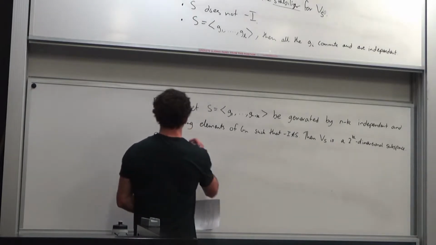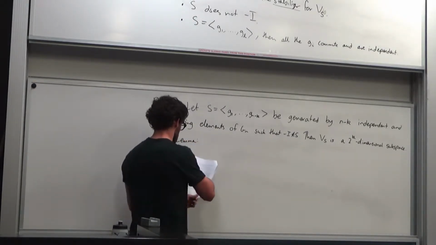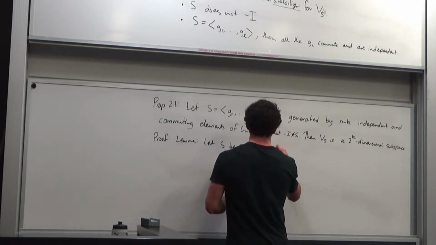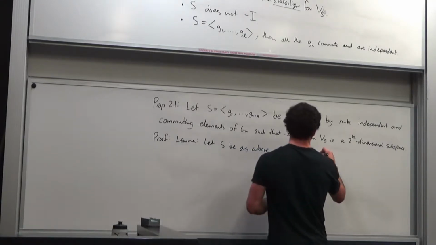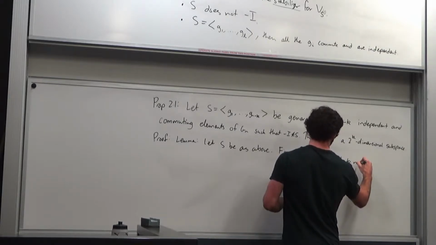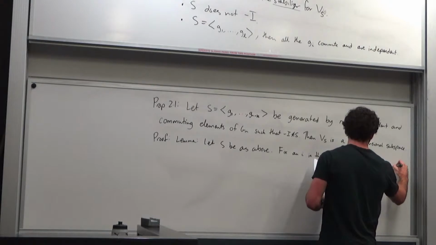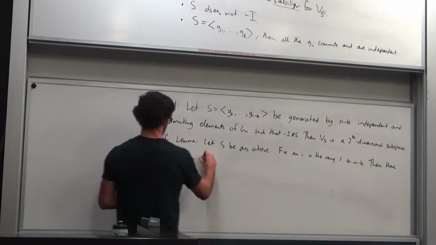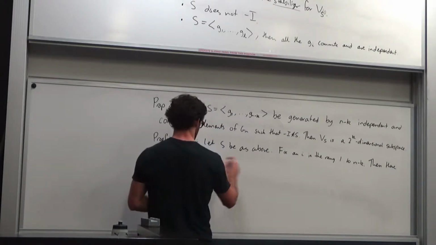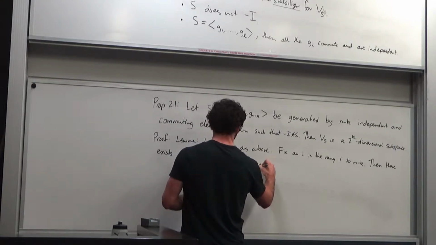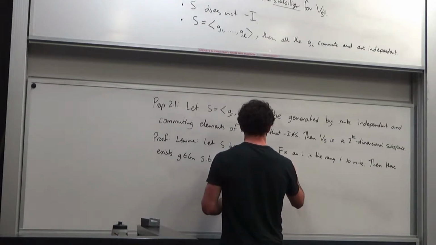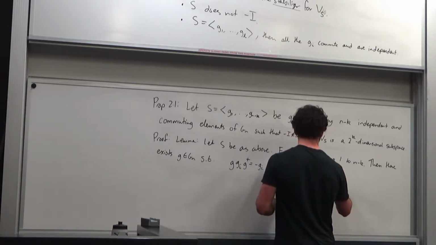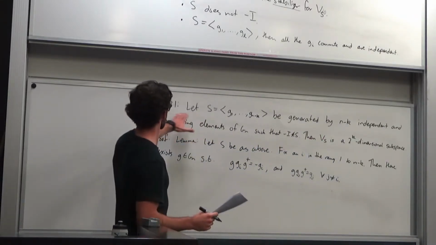All right, so what we need is a lemma, or it's a proposition in the textbook. I'm going to write it down as a lemma. So let S be as above, and then fix an i in the range 1 to n minus k. Then there exists an element G of the general Pauli group such that G anti-commutes with the g_i for the i that we've fixed and commutes with all the others. So we're just going to use this fact in the proof.